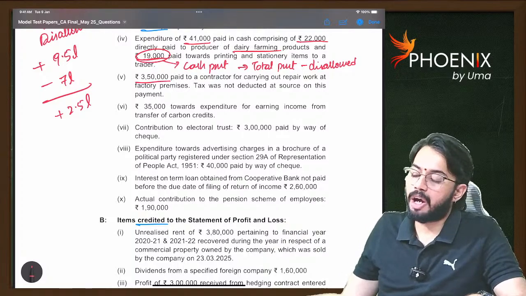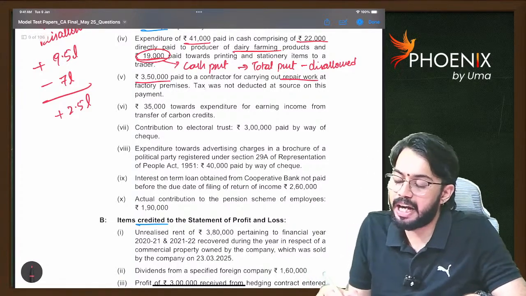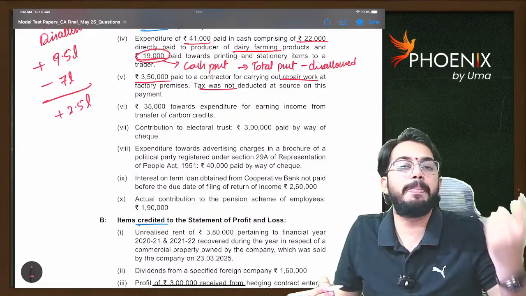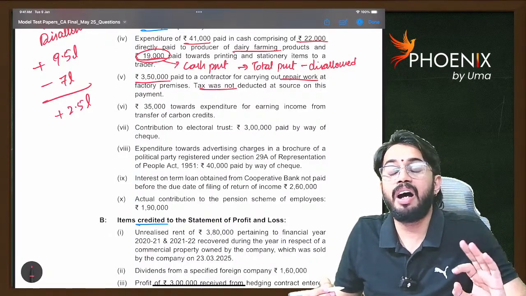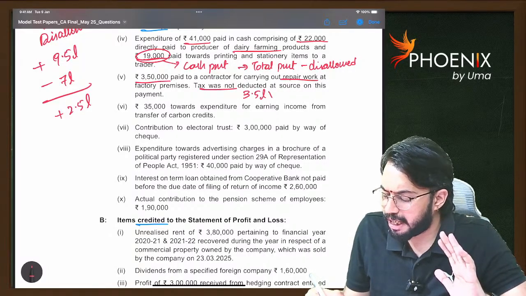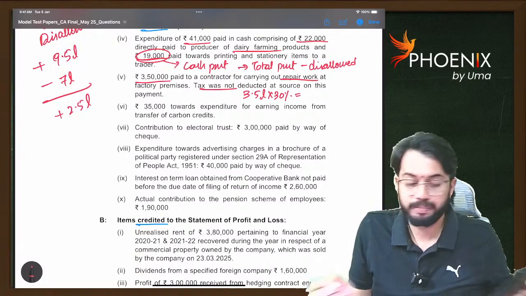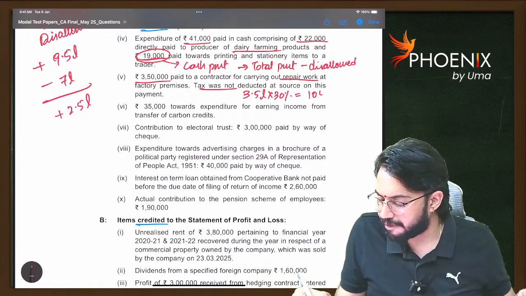3,50,000 paid to a contractor for carrying out repair work at factory premises. TDS not deducted. Whenever payment is made to a resident and TDS is not deducted, 30% will be disallowed under section 40(a)(ia). 3.5 lakh into 30%, how much? 3,50,000 into 30%, 1,05,000.